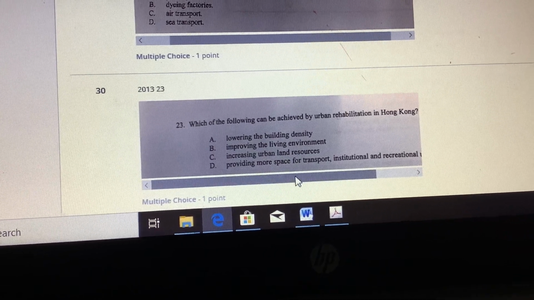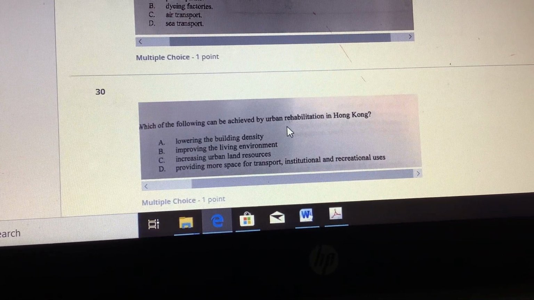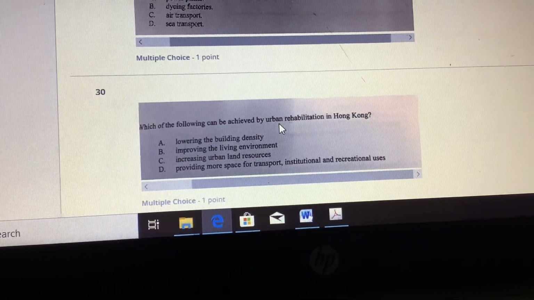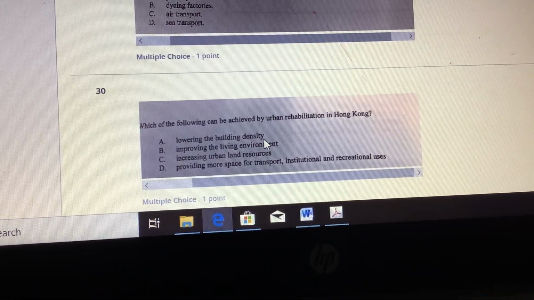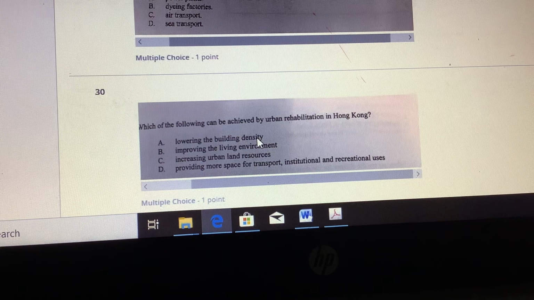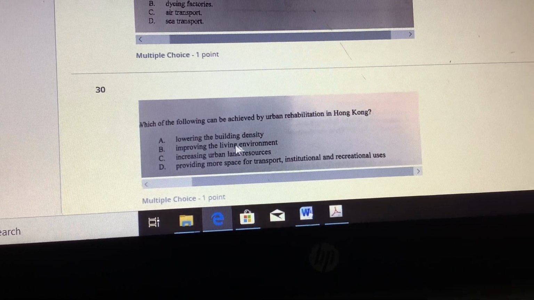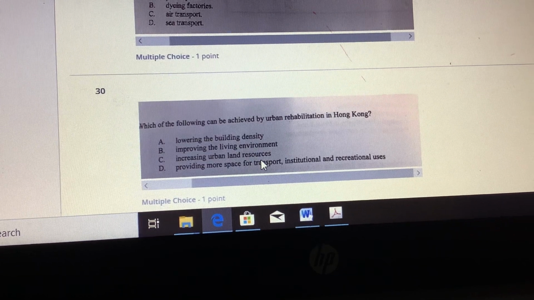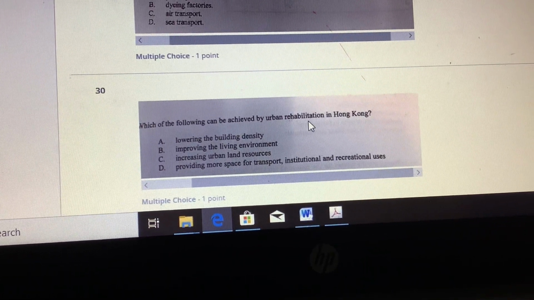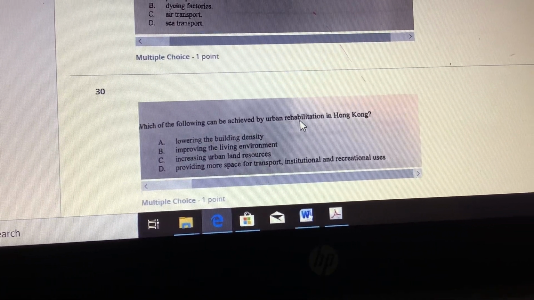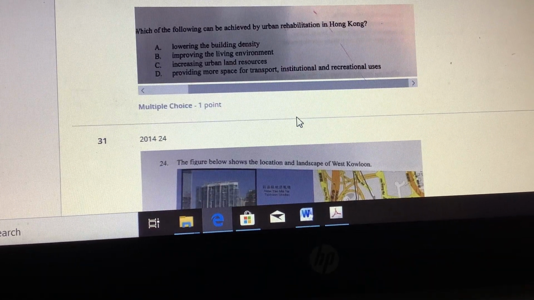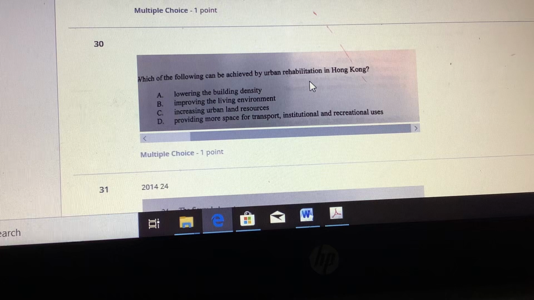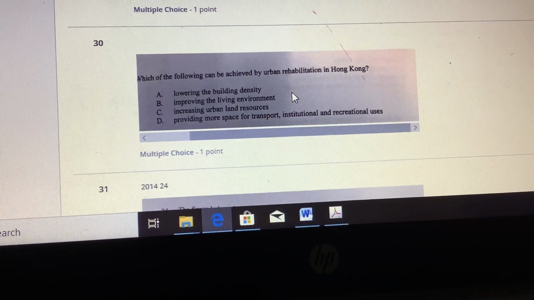Okay. Wow, urban rehabilitation, every year it is asked. You can see almost every 3 or 4 years it is asked, urban rehabilitation. Very annoying. Lower building density is not the first time. Come on. Because it is not going to increase the urban land resource. Rehabilitation is just going to improve the image and the outlook of the old buildings.